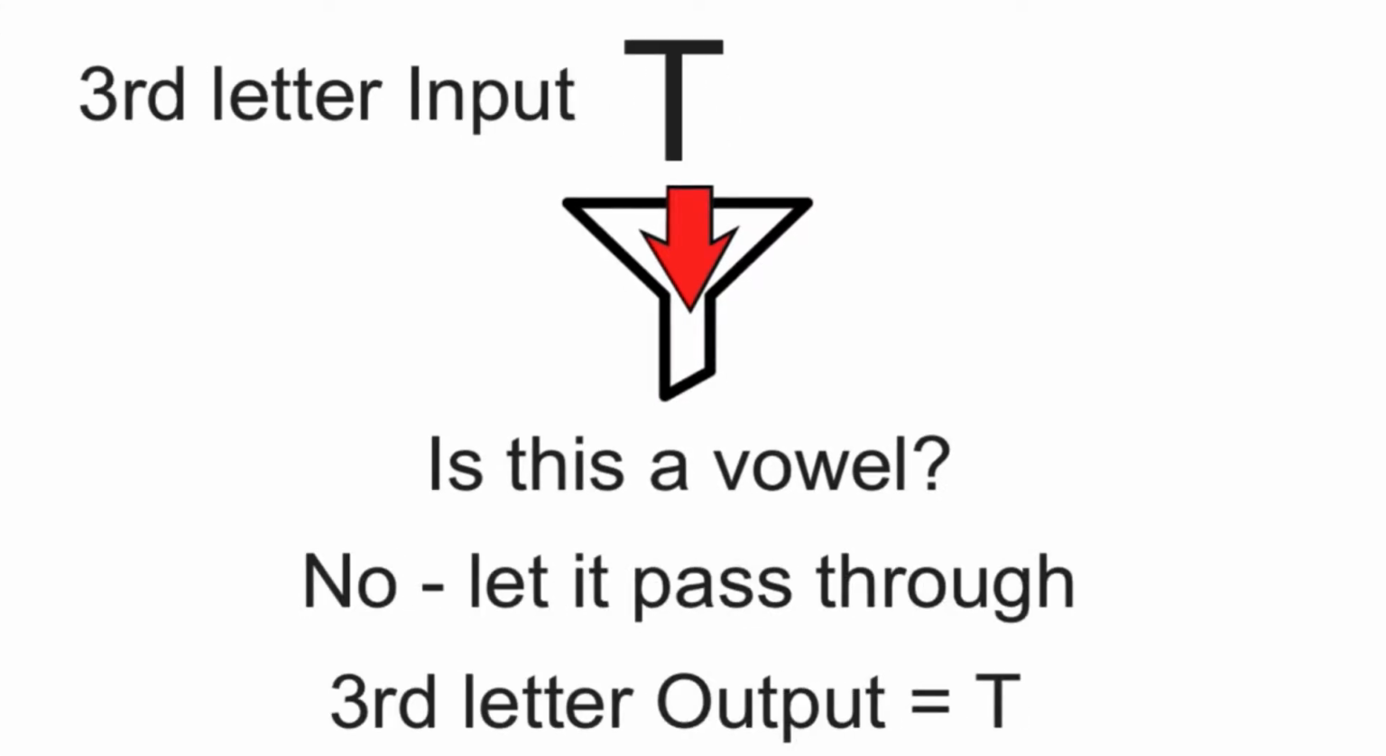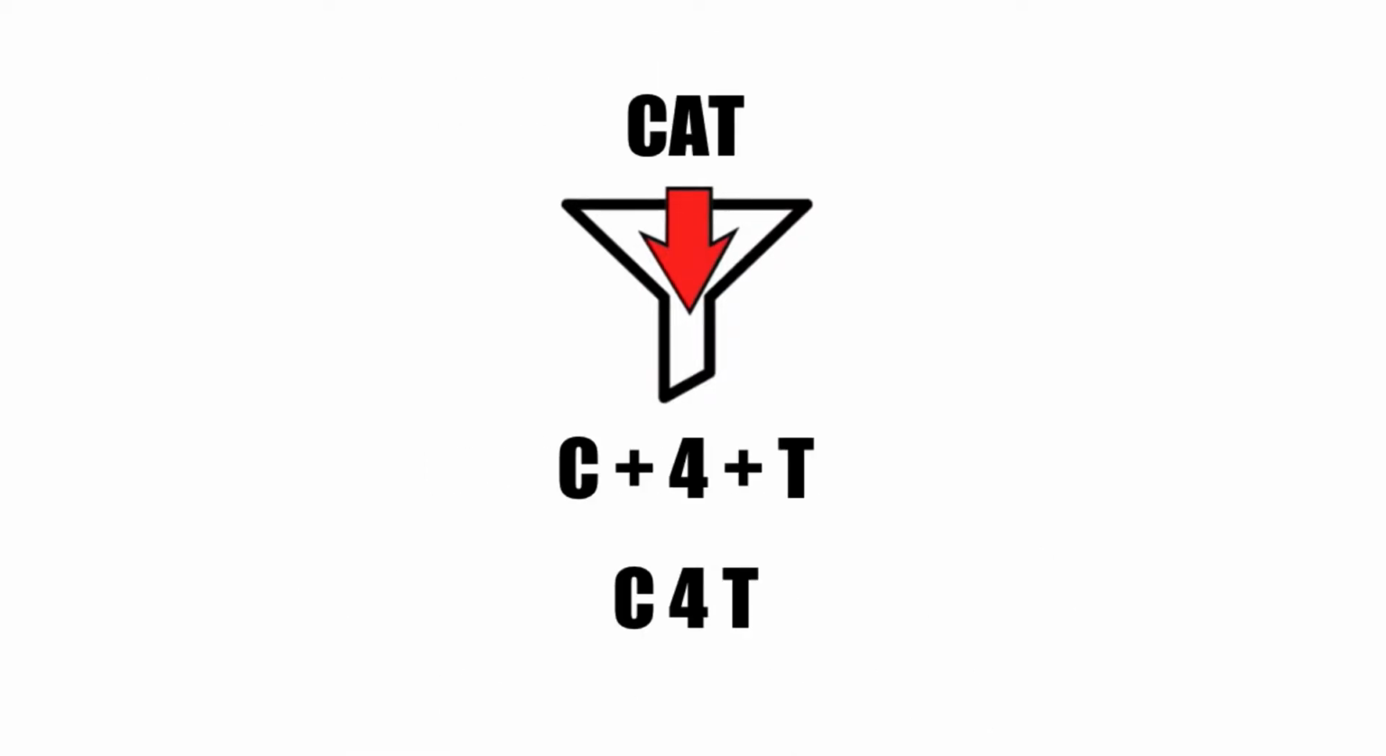If it's a consonant, it's going to fall through the filter. And then the output is those letters get strung back together into the word. So the result is that the output can be different to the input. Let me show you how this works in practice.